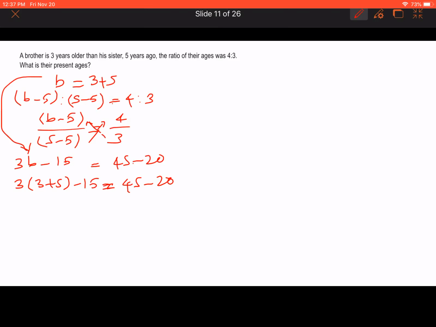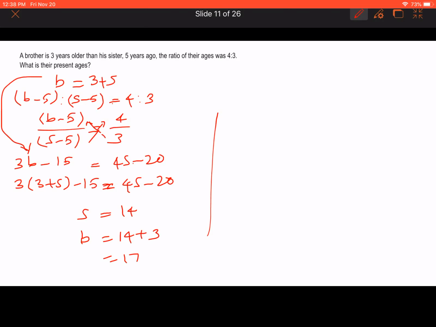So this is clearly that everything comes in terms of the sister's age. So now we can find the sister's age by solving the equation. It is going to be 14. So the brother's age is equal to 14 plus 3 years elder, right? So it's going to be 17. Okay, so now let us see the other method.